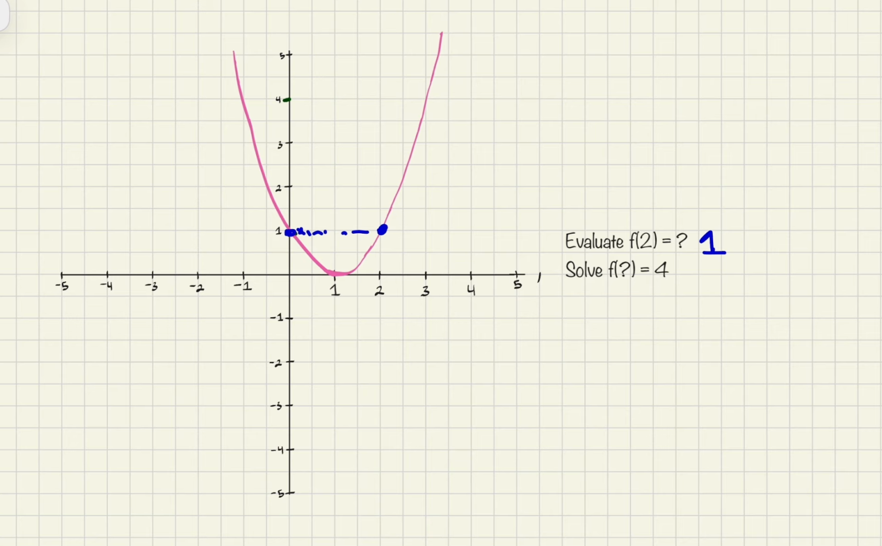For the second problem, we're given the y value, but we have to find our x value. So just go on the y-axis and find 4. And then branch out to the x-axis and find where it hits the relation. And we see that we hit two different points. The answer is x equals -1 and x equals 3.